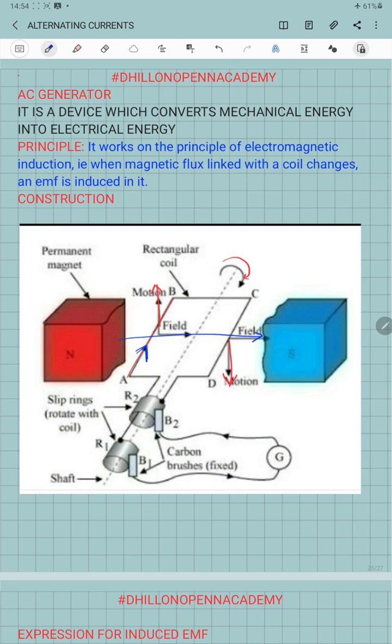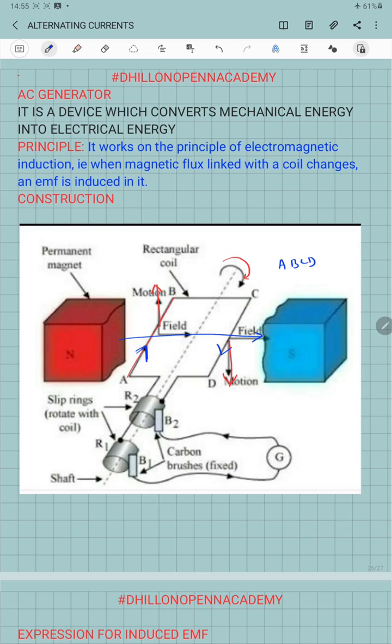Similarly, for arm CD, the magnetic field is in the same direction, only its direction of motion is now in the downward direction. So again, if we apply Fleming's right hand rule, the arm CD will be carrying the current from C to D, that is towards us. Overall, in this rotation of the coil, when arm AB is on the left side and arm CD is on the right side, current is flowing in the direction A to B to C to D. So ABCD is the direction of flow of current.